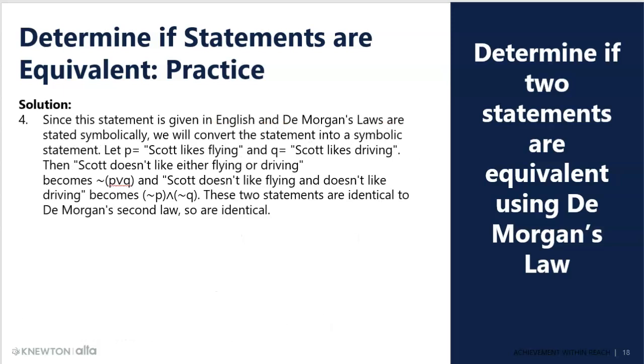Oh, they interpreted it differently. They said Scott doesn't like either flying or driving. It should have been done like that. Sorry, I missed that. Okay, so Scott doesn't like either flying or driving. Scott likes flying as P. Scott likes driving as Q. They say that goes in here and this goes outside, in which case it would be the same as Scott doesn't like flying and Scott doesn't like driving. Sorry, that word either does imply those parentheses too. I missed that.